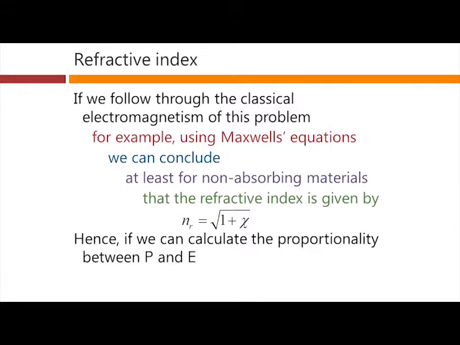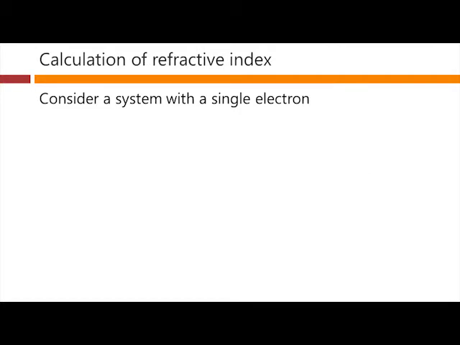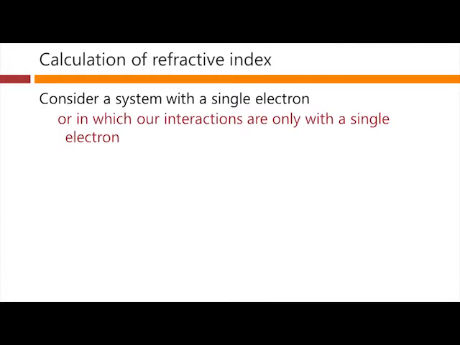Hence, if we can calculate the proportionality between the polarization and the electric field, that means we can calculate this constant chi here, then we can calculate the refractive index for some material. Well, let's consider a system with a single electron for simplicity, or at least one in which our interactions are only with a single electron.